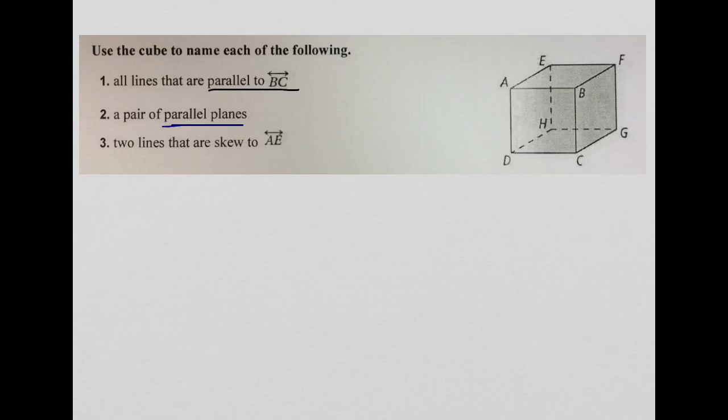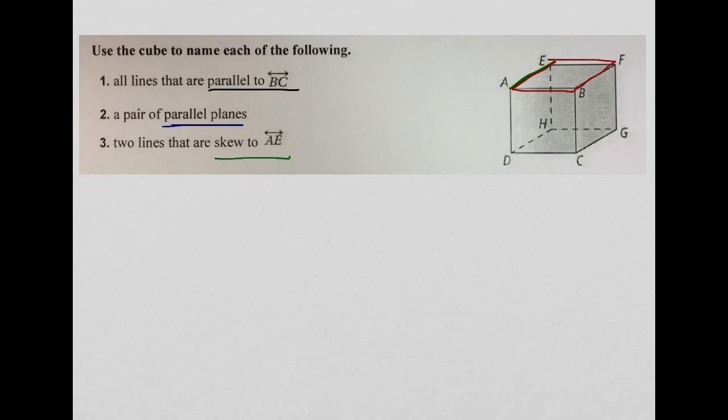And lastly, we want 2 lines that are skew to line AE. So here's line AE over here. So remember, a skew line is non-coplanar and it is not parallel. So we can't use, I'll draw it in red, anything that's on this plane here, AEBF.